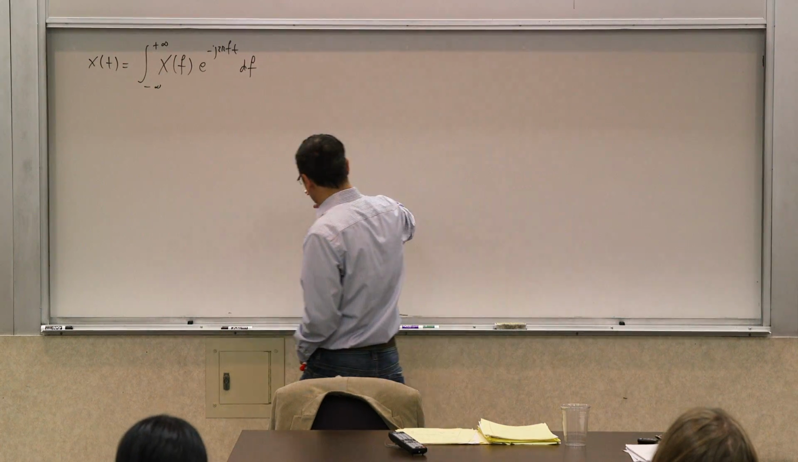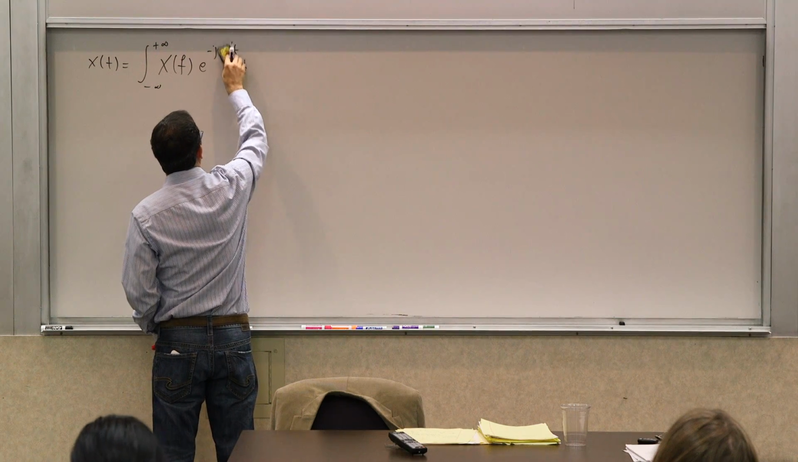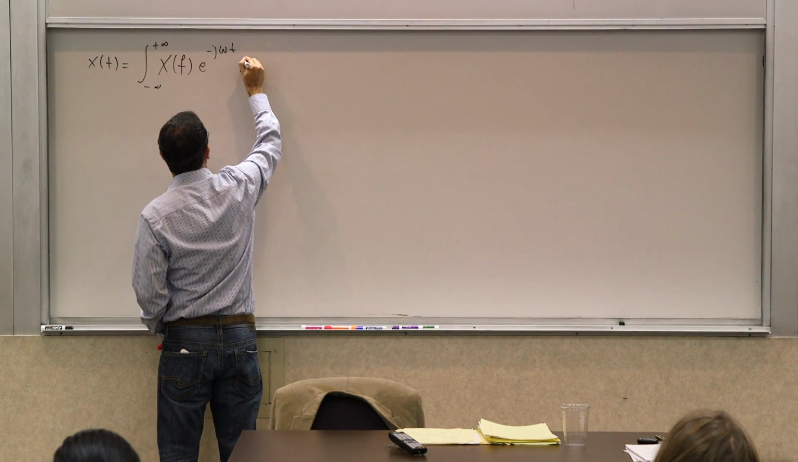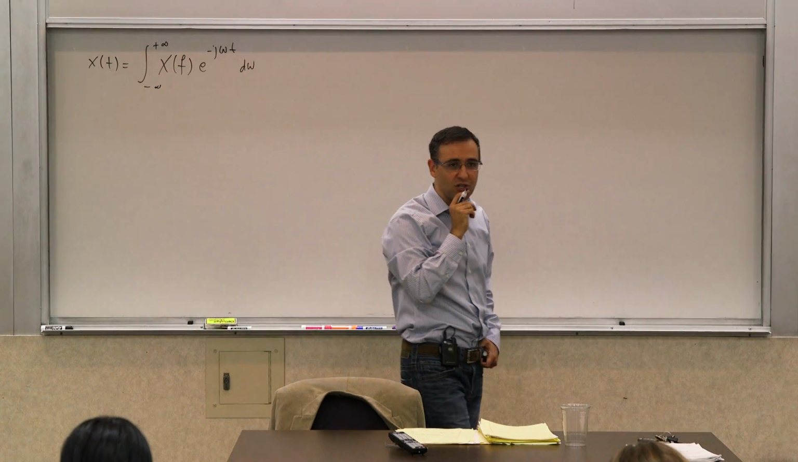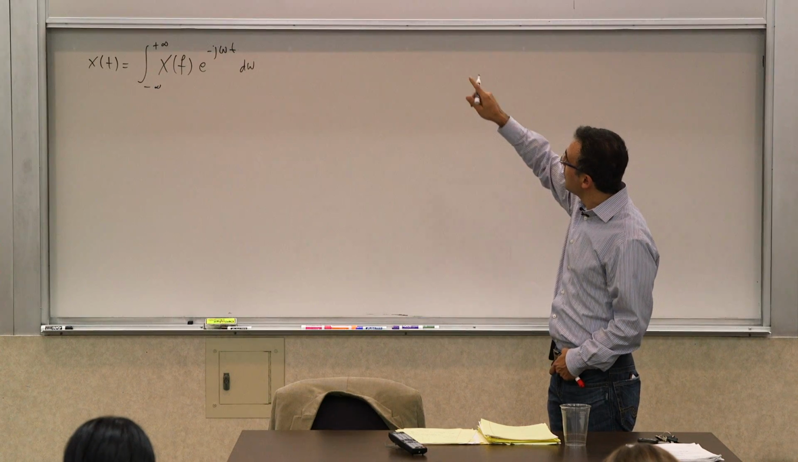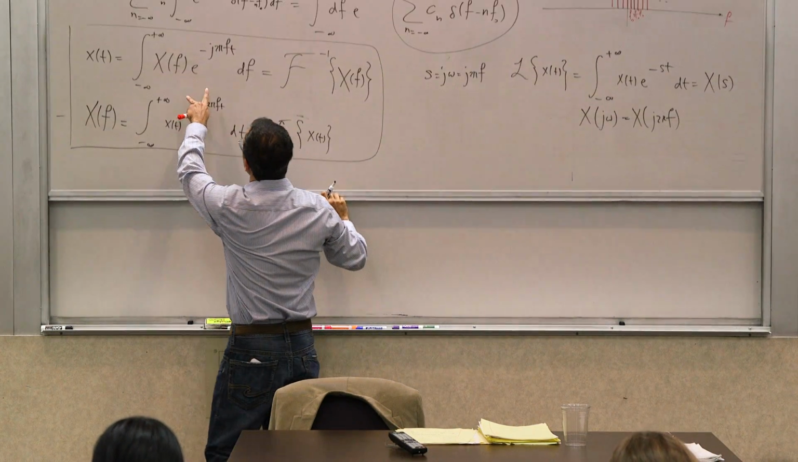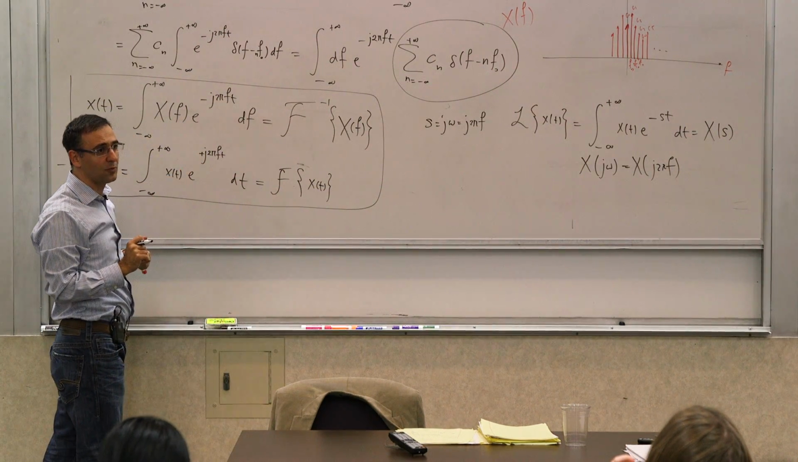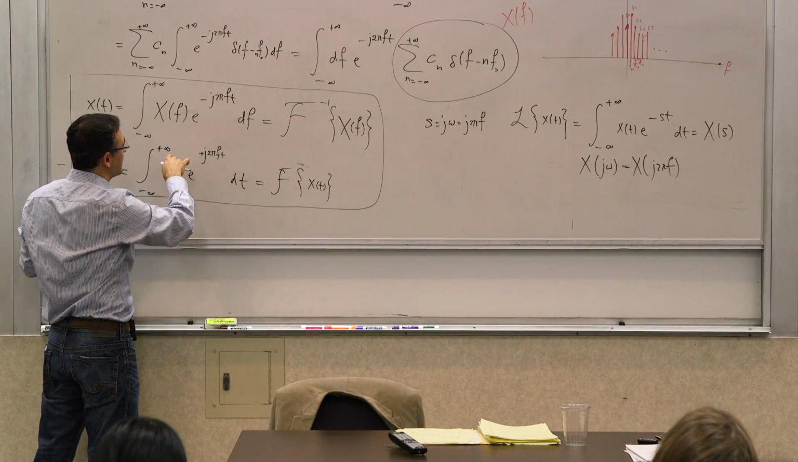Let's write this in omega, to make our lives a little bit easier. If I want to write it in terms of omega instead of f and make this d omega, would this change? There will be one little change I need to make, right? If I want to do a change of variable from f to omega, if I say omega is 2 pi f, would the Fourier transform be defined exactly this way?